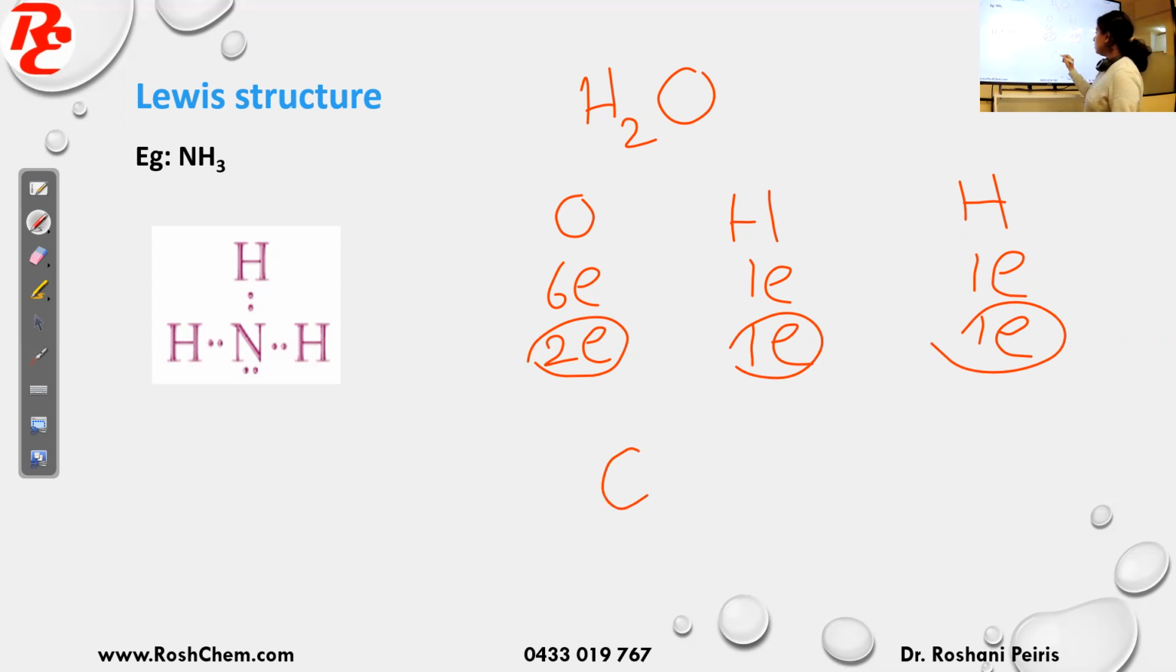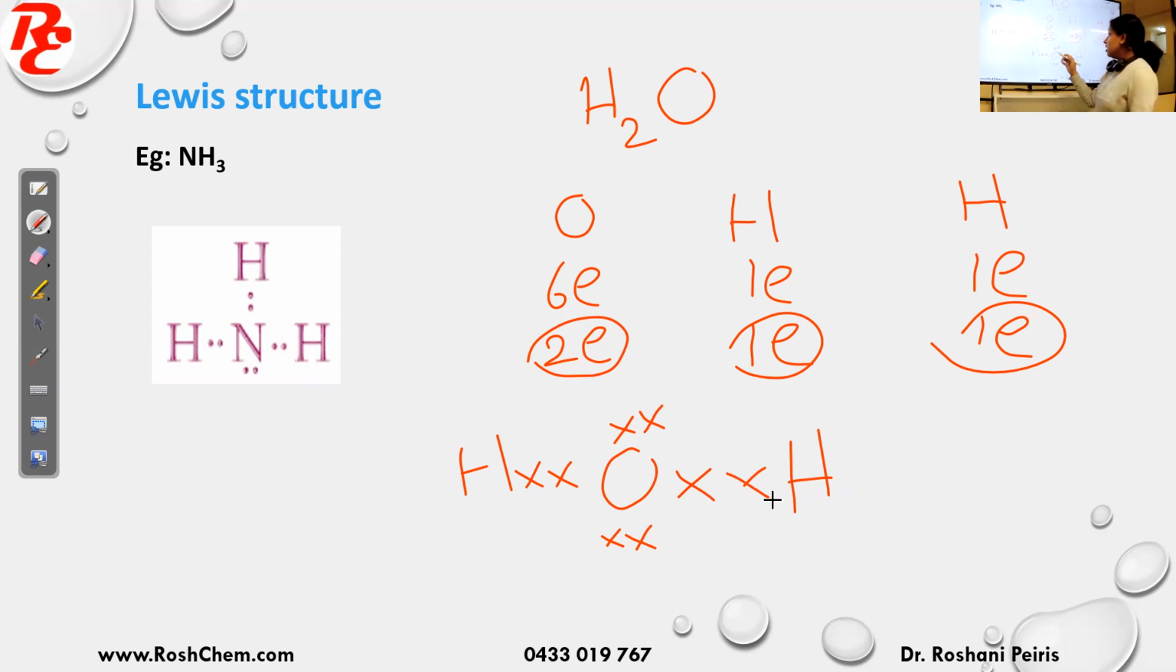Put oxygen in the middle, then you have 2 hydrogens. Oxygen, out of 6 valence electrons, is sharing 2. I can give 1 electron to one hydrogen and the other electron to the other hydrogen. From 6, I have shared 2, so I have 4 remaining. Now I can draw 2 lone pairs like this. Hydrogen only has 1 electron, so it shares that 1. Now this is the Lewis structure of water.